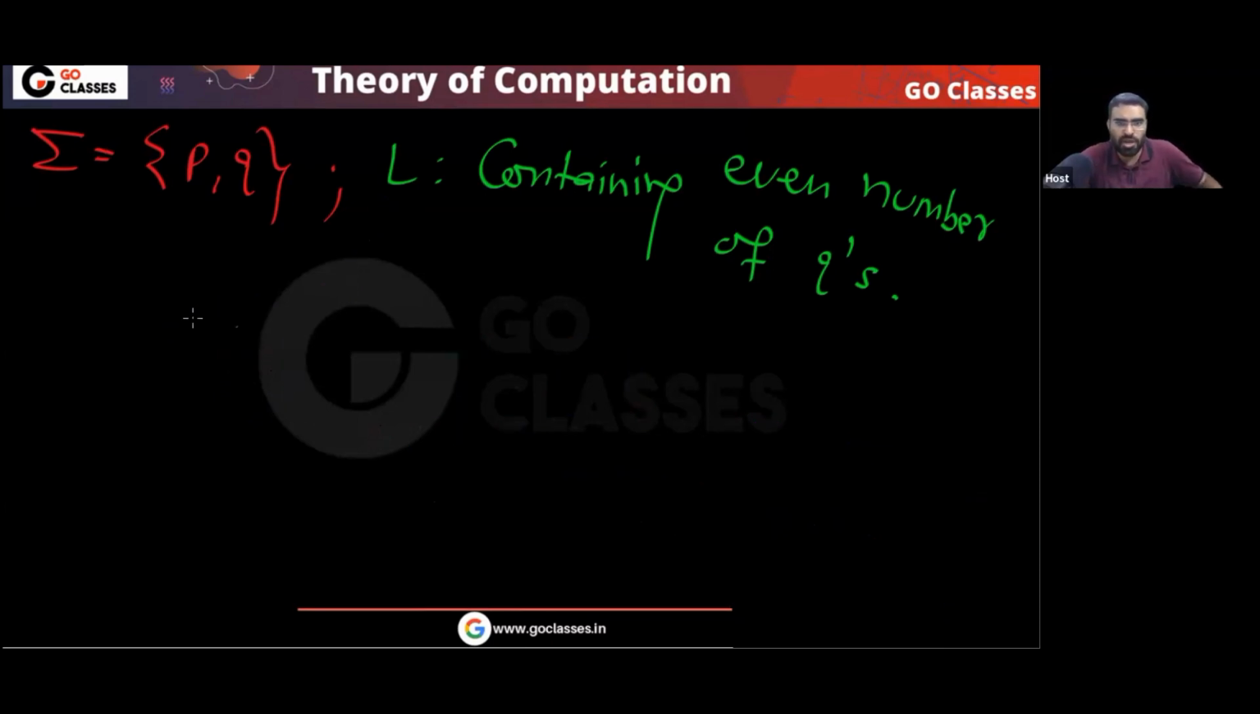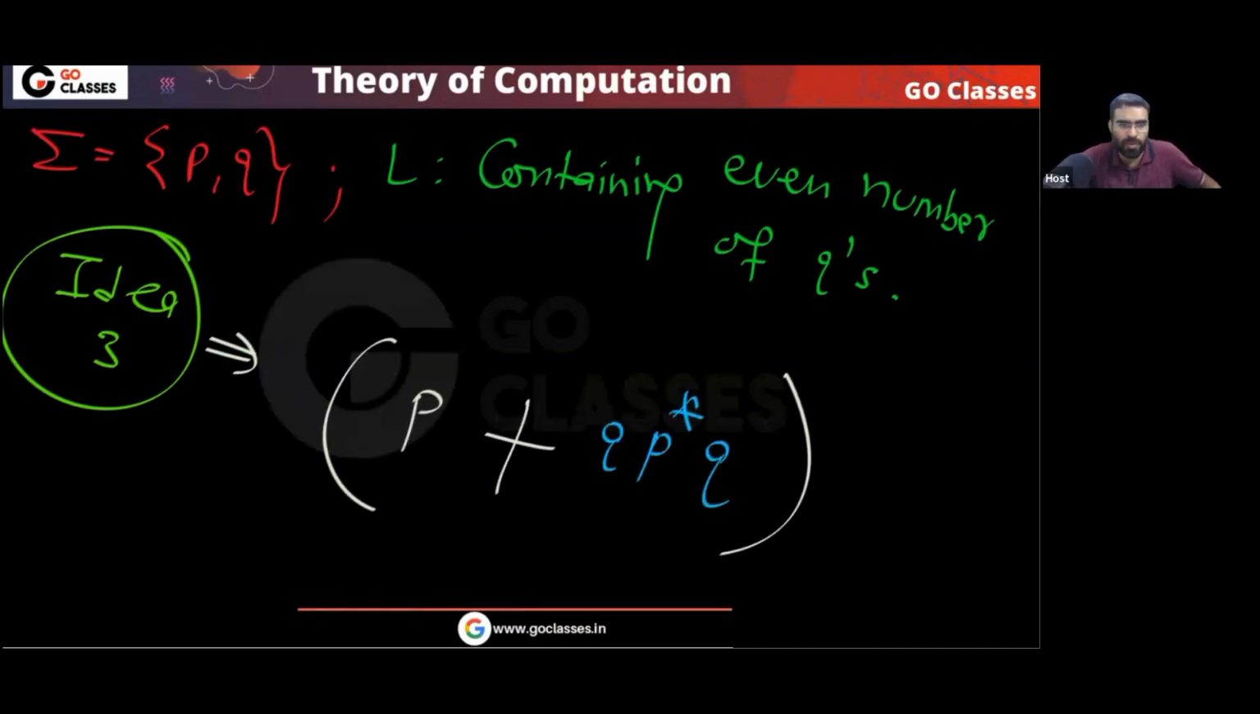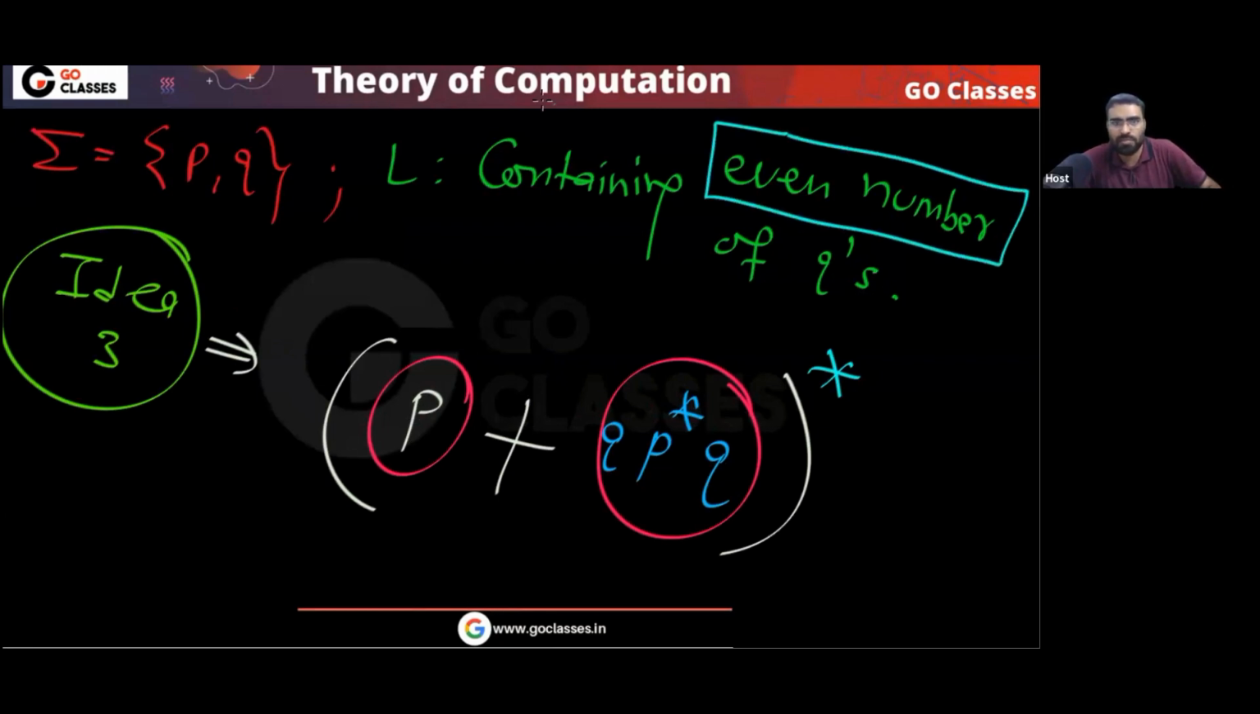So finally, what is your answer? Tell me. So this is your answer according to idea number 3. According to that, your answer will be this person or this person. These two people can repeat any number of times in any order. This is your idea number 3 for even number of Qs.